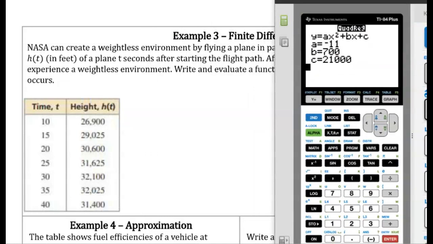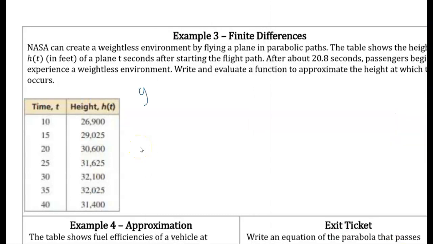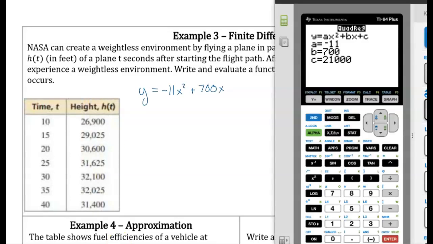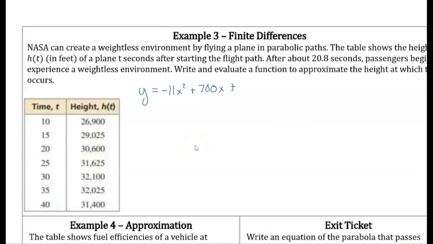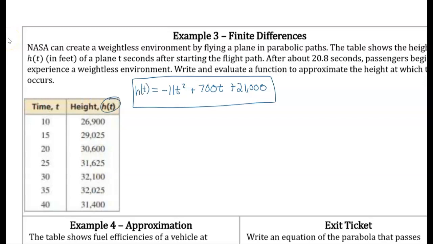All right, so we're going to write that down real quick. So it was negative 11x squared plus 700x, that was my b value, and then plus 21,000. Okay, so that's my equation. Technically I should probably use t instead of the x's because they did ask me to use t. And instead of y, I'm going to use h of t, which just means the height as a function of time, which is really what they told me right here.